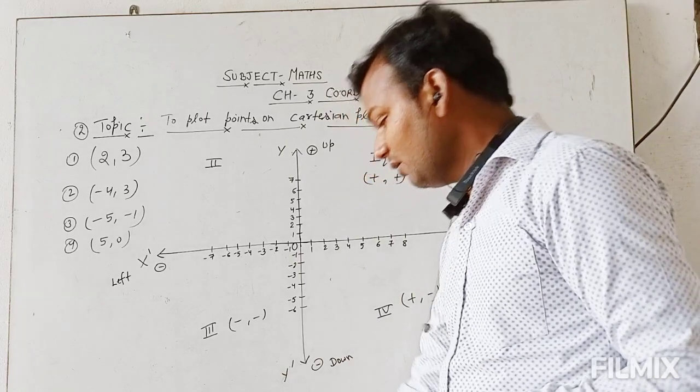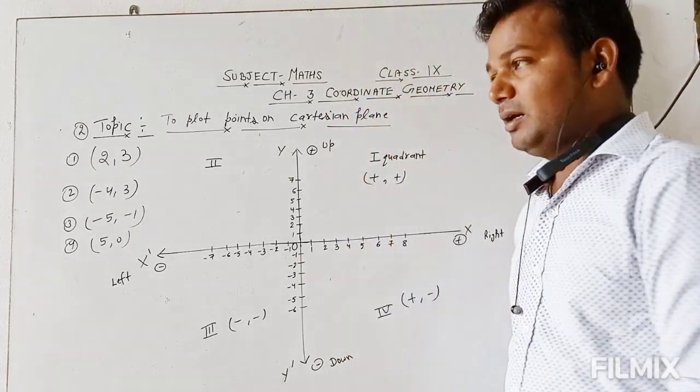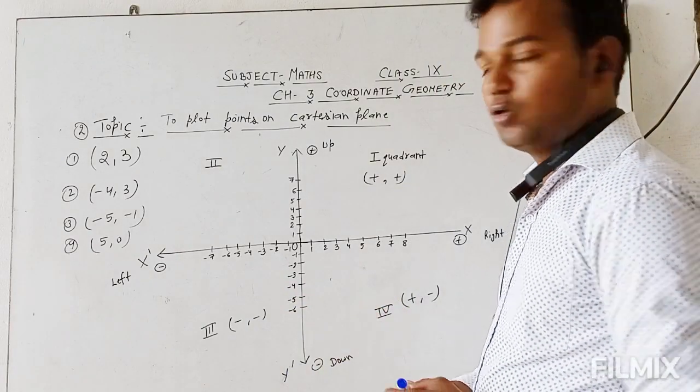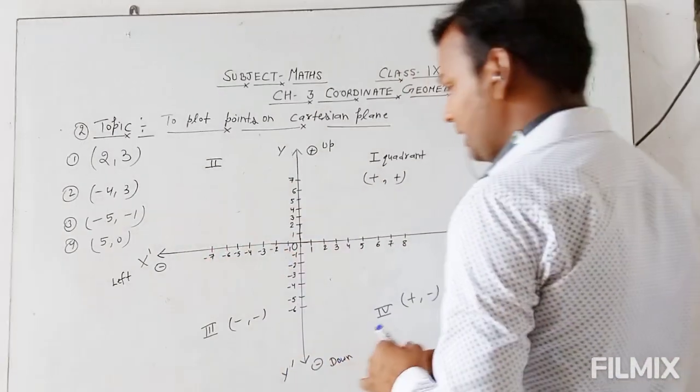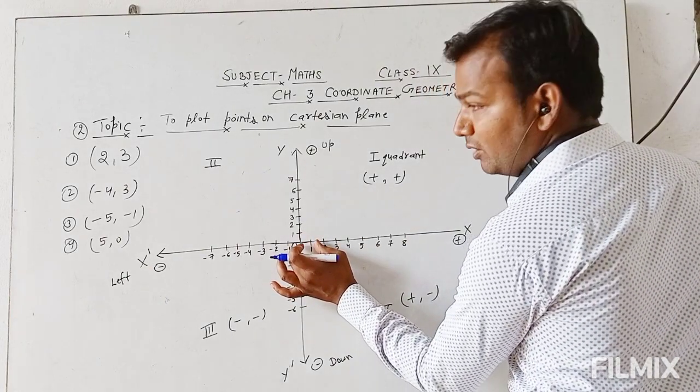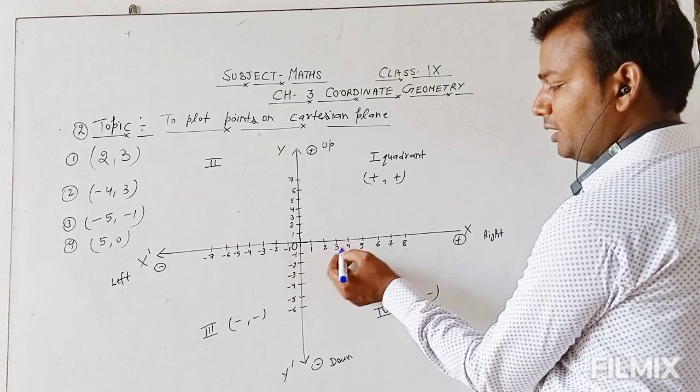First of all, you will make this Cartesian plane on your graph copy. Two perpendicular lines like this way. And you know very well the length of one box is 1 unit. So 1, 2, 3, 4, 5, 6.